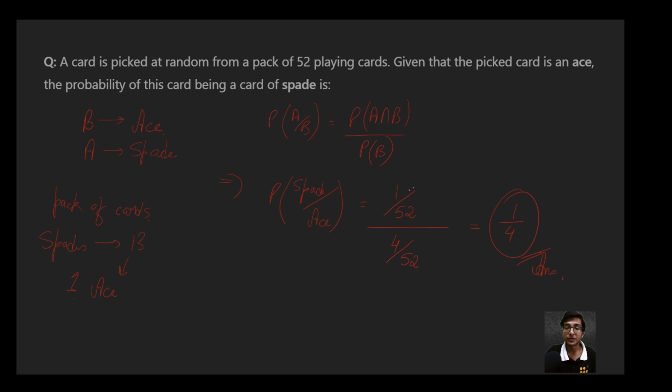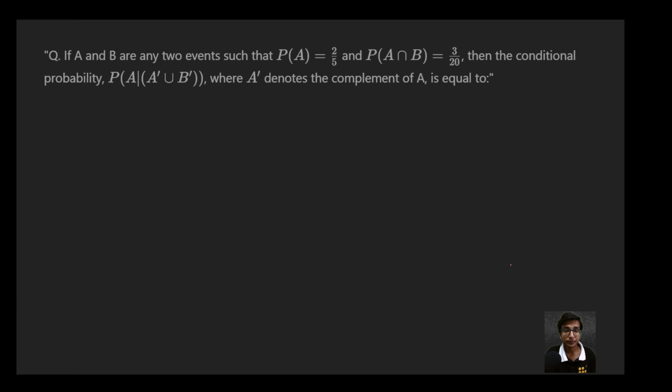So 1 by 52 becomes our probability of A intersection B, and probability of B, that means of us picking an ace. There are 4 aces, so it becomes 4 by 52. And upon solving this, we get our final answer, which is 1 by 4. Let's look at one more question.